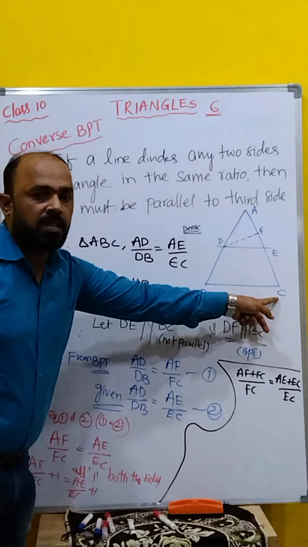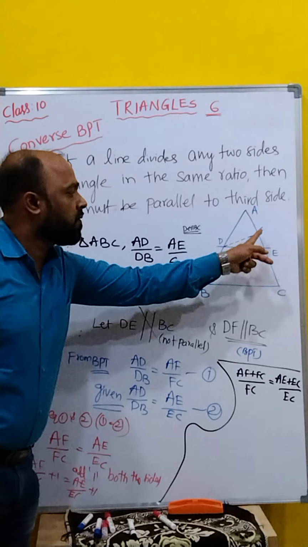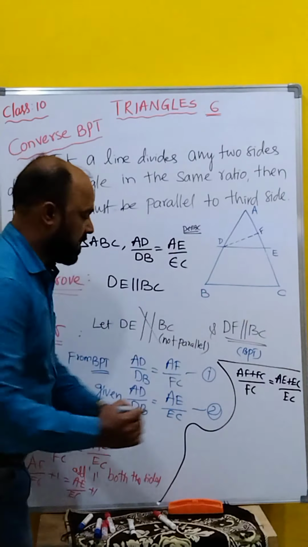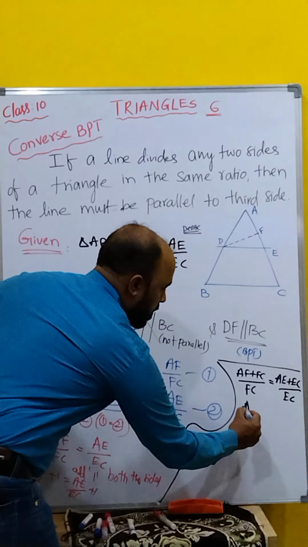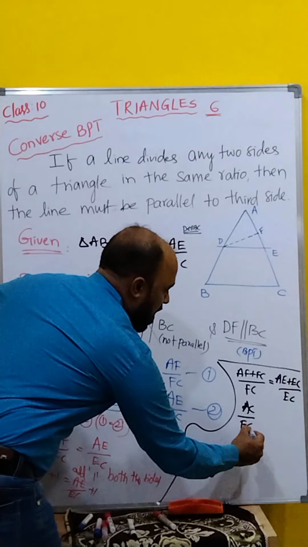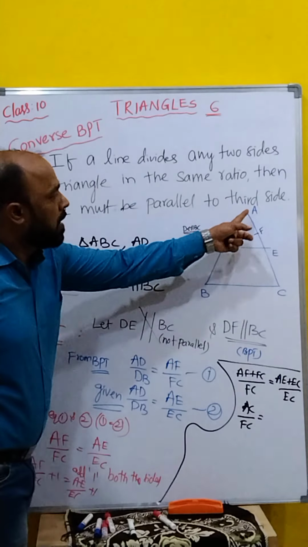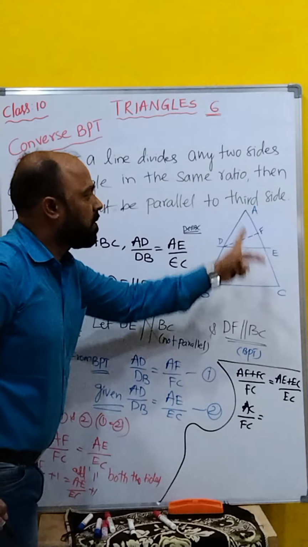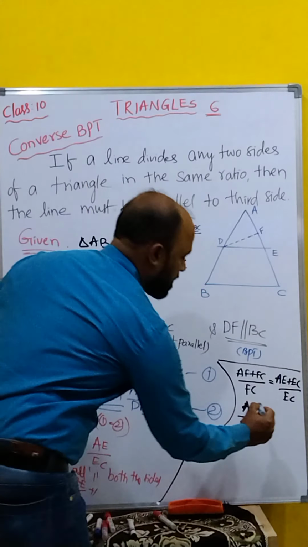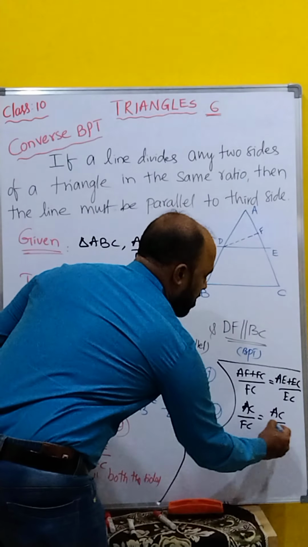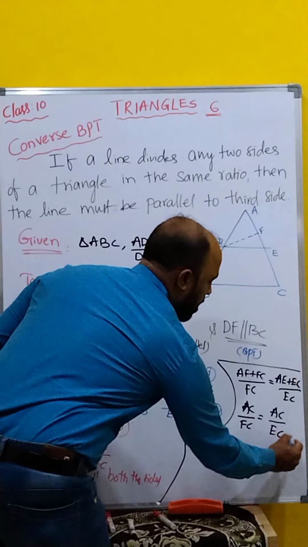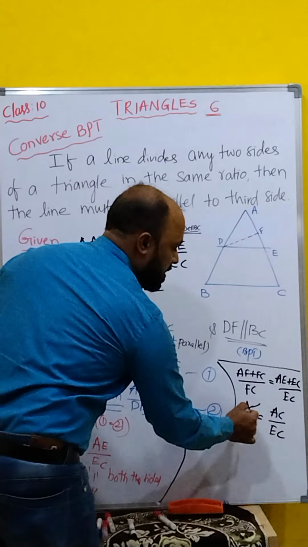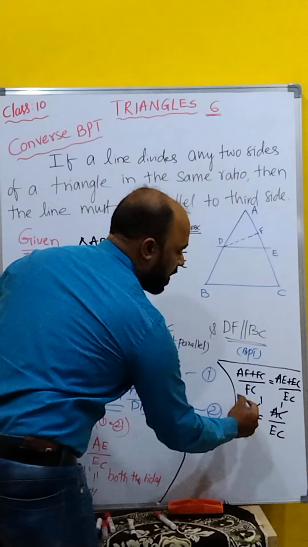AF plus FC, what is the answer? AF plus FC is completely AC. So AC by FC. Then the second one, AE plus EC, what is the answer again? AC. So AC by EC. Clear? AC cancels, then cross multiply.